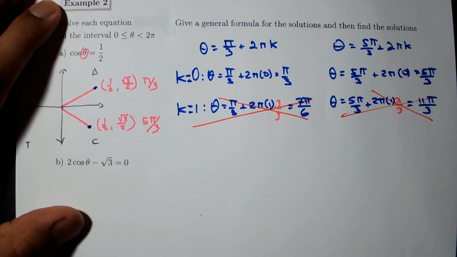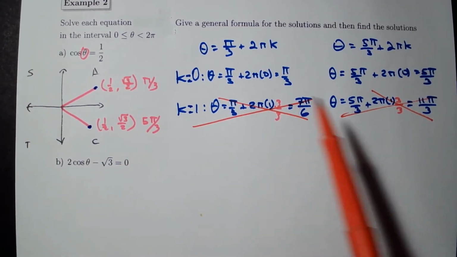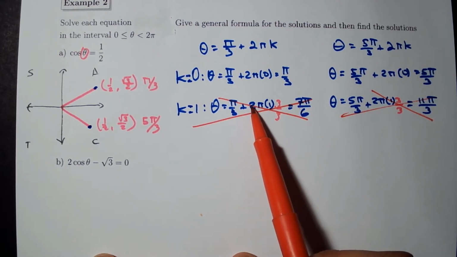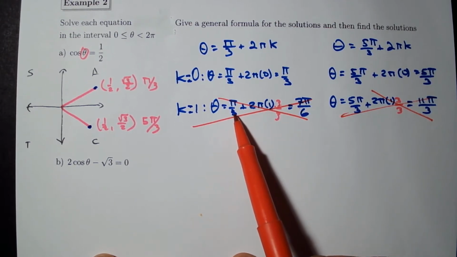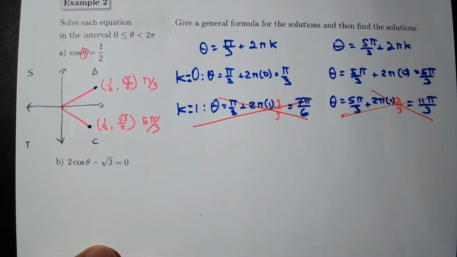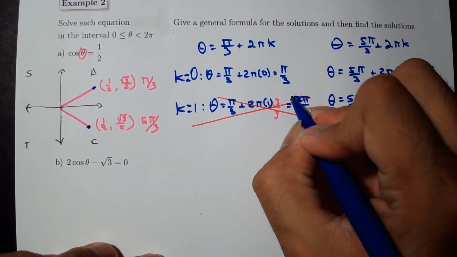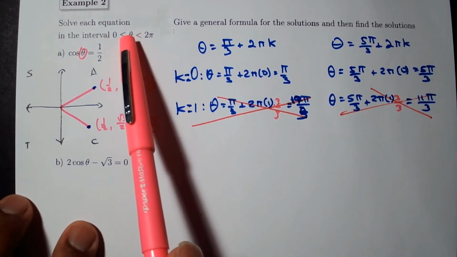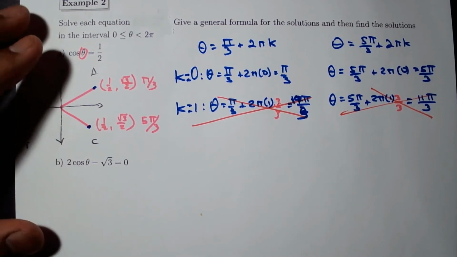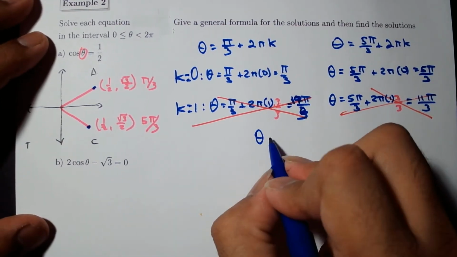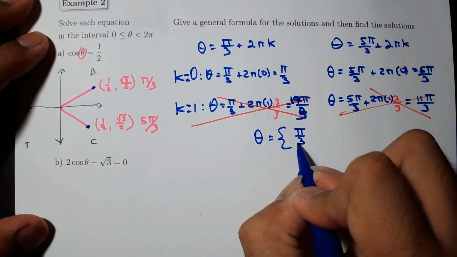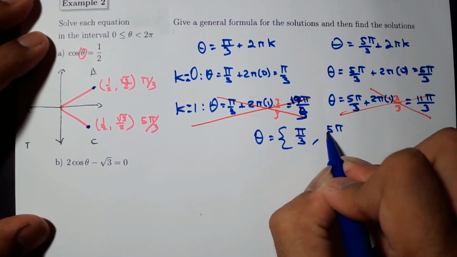The reason I would disregard these solutions is because these two solutions, 7 pi, well, actually, 6 times 3, that's 18, that's a 19, not 7 actually, and actually over 3, not 6. So these two solutions are outside of the 0 to 2 pi range. So the only solutions to these equations are pi over 3 and 5 pi over 3.